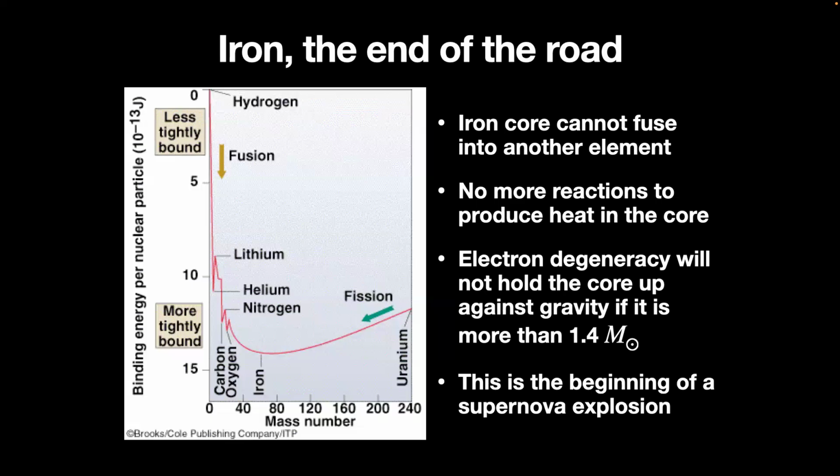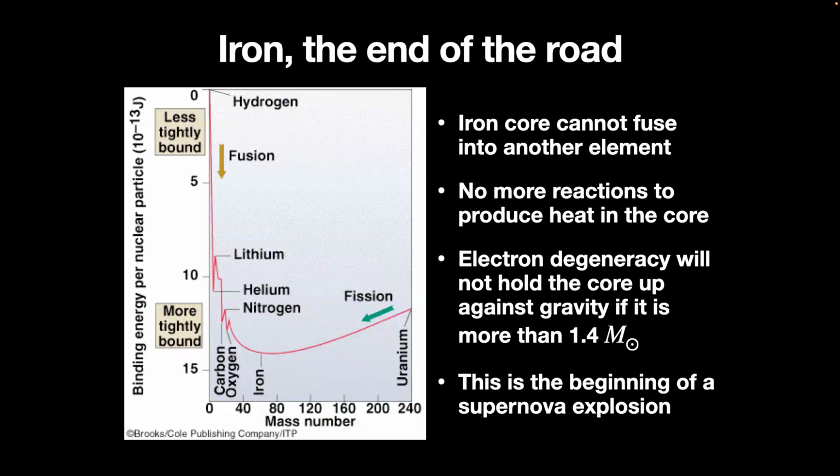So at this point, the star has a core of iron, and we have a problem because there are no more reactions in the core to produce heat. The core is degenerate, like that carbon core in a low mass star, so it actually doesn't need heat to keep it propped up against gravity.